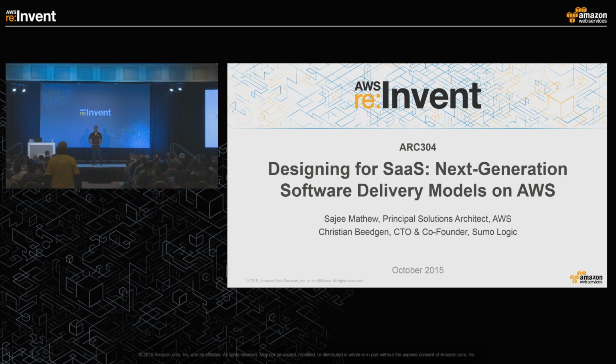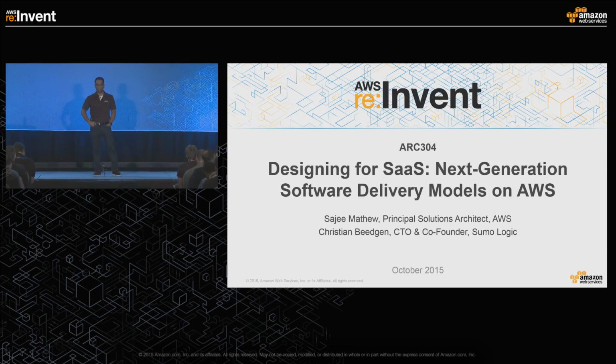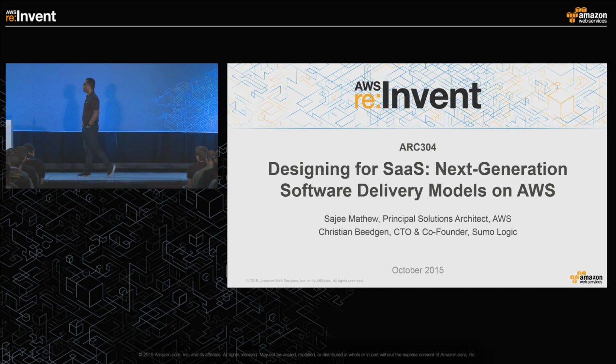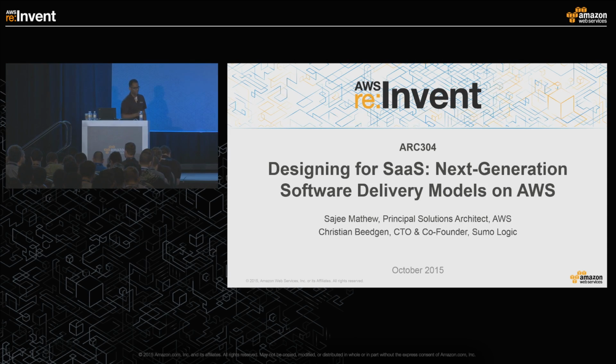My name is Saji Matthew. I'm a solutions architect at AWS, and along with me is Christian Beechin, CTO and co-founder of Sumo Logic. And today, what we're going to do is talk about how to design for SaaS on AWS.